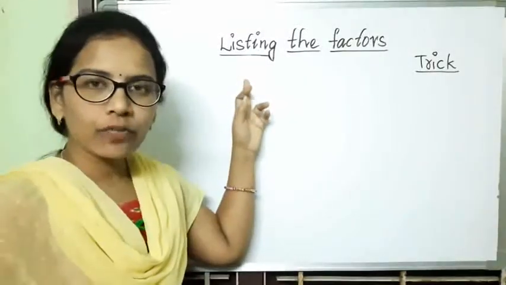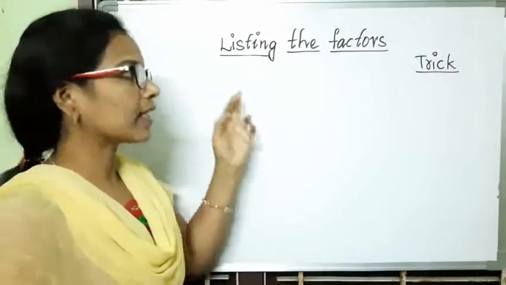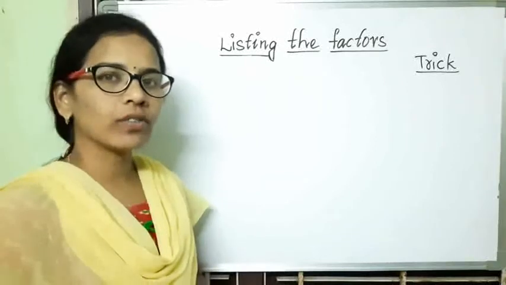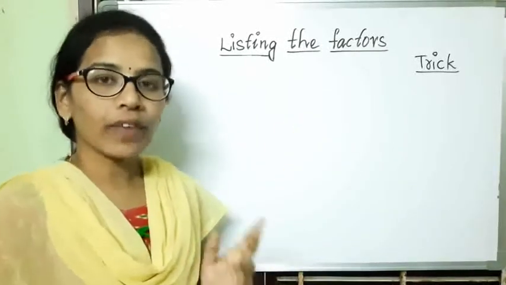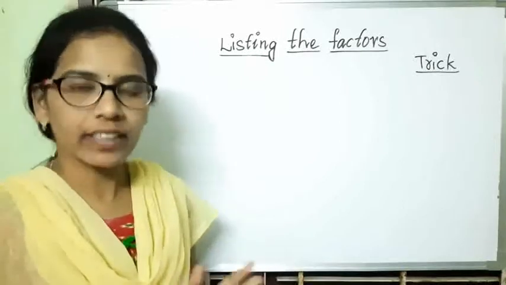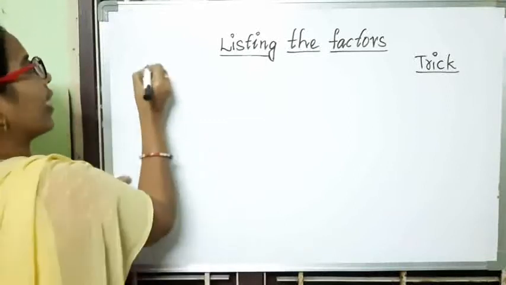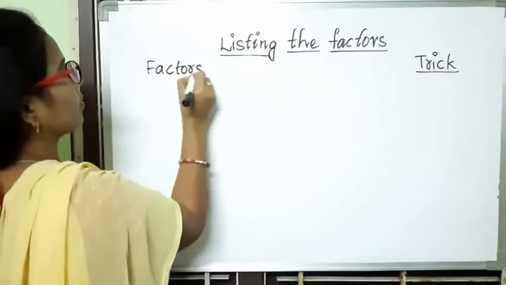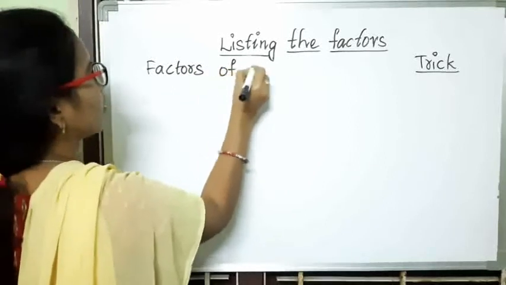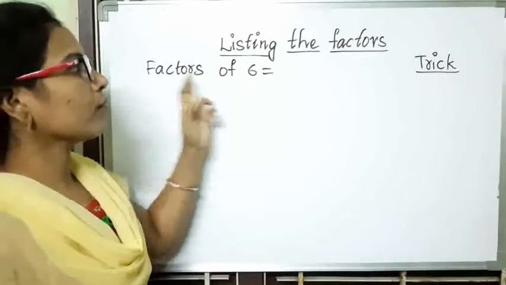Today we are going to find out the factors of a number, listing the factors of a number, and also we are going to learn one trick to find the number of factors of a number. Yes, let's see with the example. Factors of 6. We are going to list out the factors of 6.